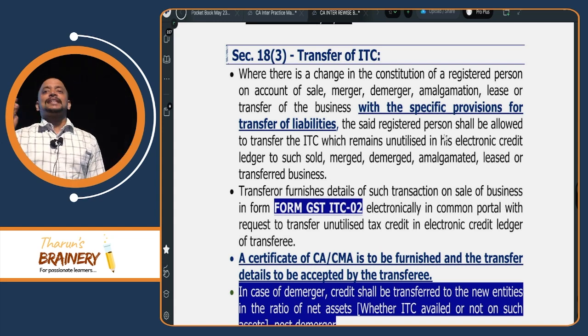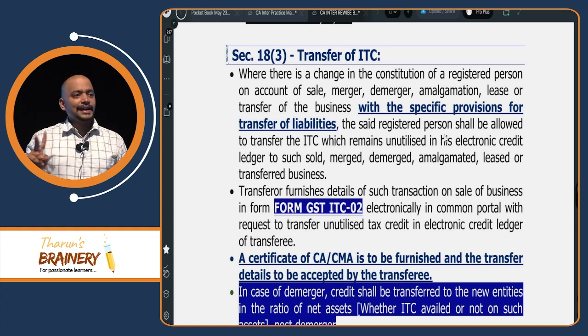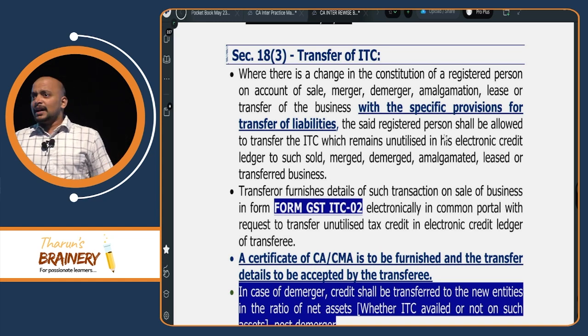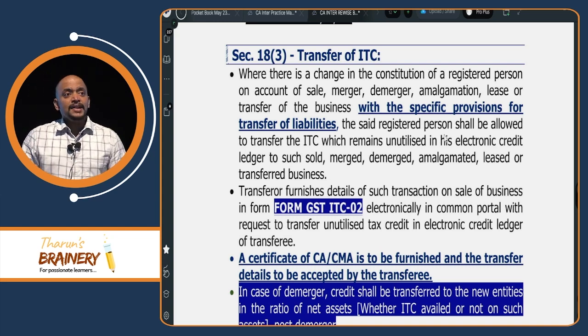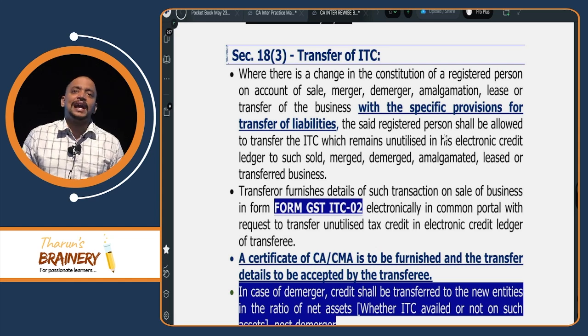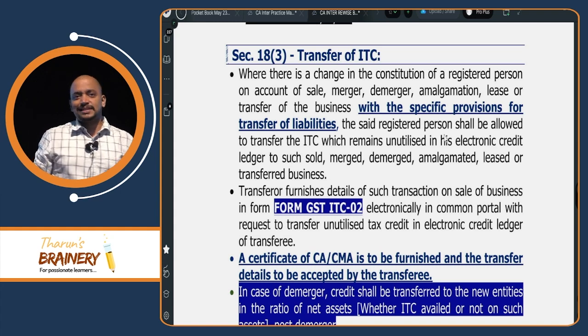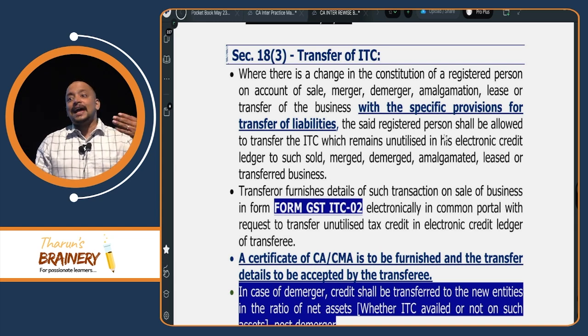And to transfer this ITC, what is the form that is required? ITC-2. So the transferor should file this form ITC-2 for transfer of this ITC. Whether a CA/CMA certificate is required in this case, yes. But is that CA/CMA certificate required only when the amount exceeds 2 lakhs, or irrespective of the ITC? Irrespective of the ITC. What should they certify? That CA/CMA should certify that this transfer of business is with transfer of both assets and liabilities.